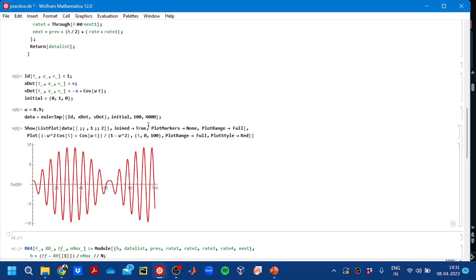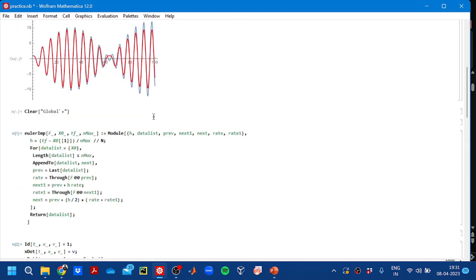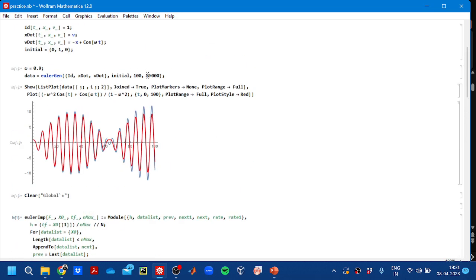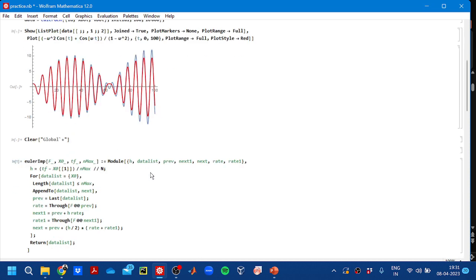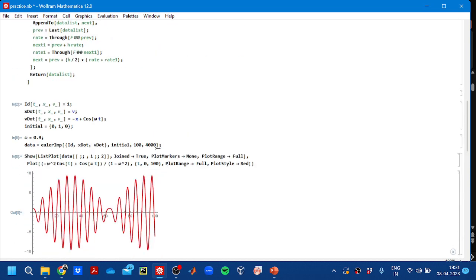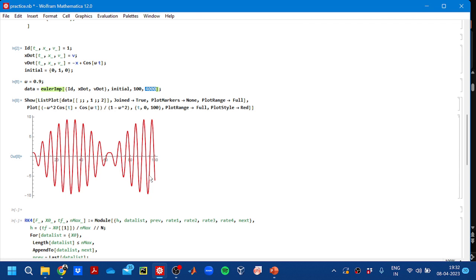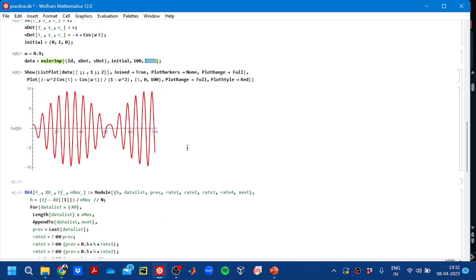So as you can see here, with this Euler method, even with 10,000 data points, the numerical solution and exact solution are not matching. But using this RK2 method, for a smaller number of data points, these two solutions are exactly matching. So that is why it is always advisable to use RK2, or it is best to use RK4, instead of using the Euler method and RK2 method.